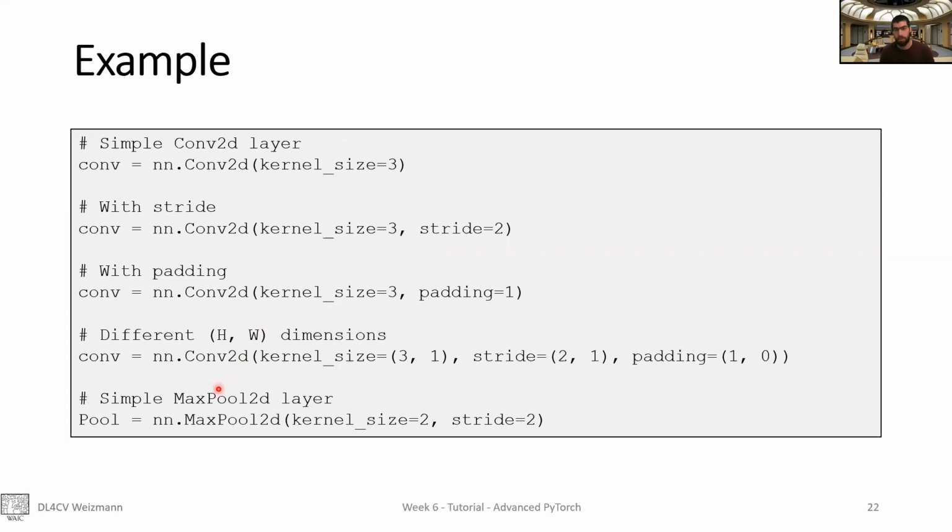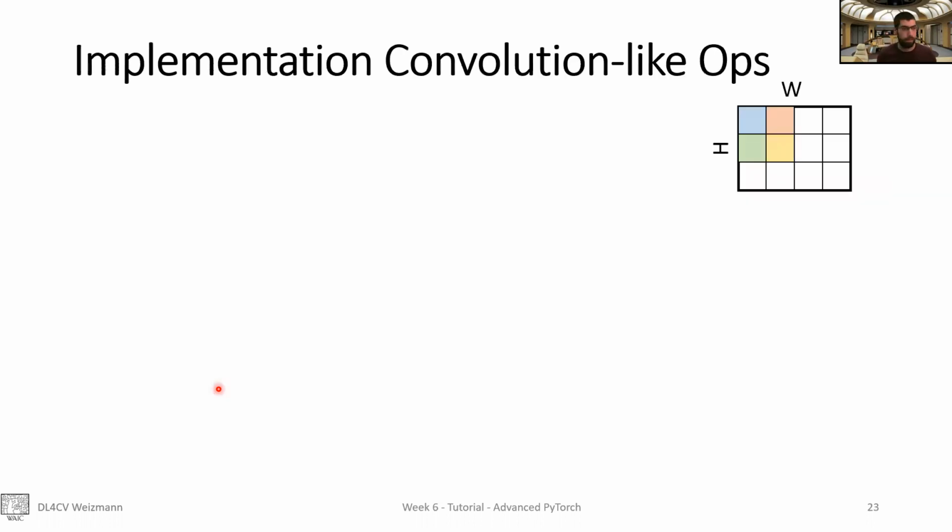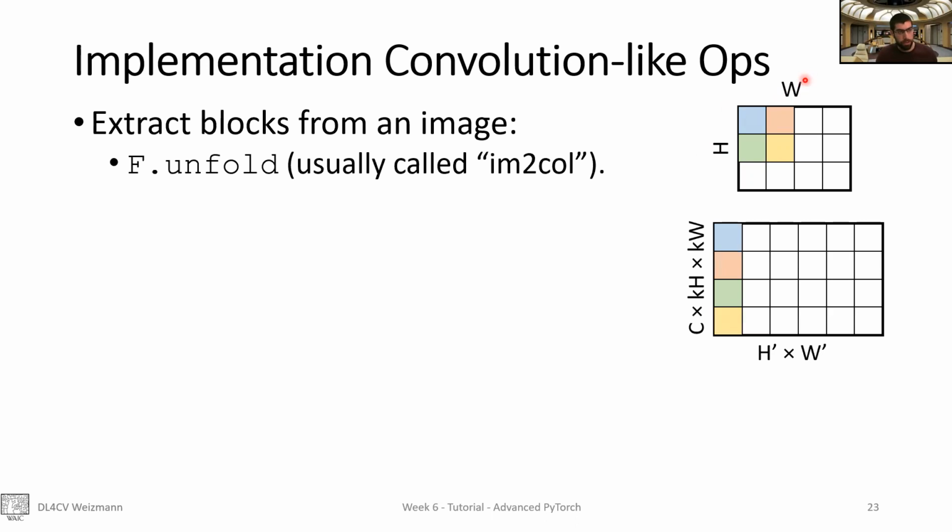Okay, so let's continue to how to implement such operations. Let's assume we have an image or feature map of size h by w. The first thing we want to do when implementing such an operation is to extract the blocks, which are in colors here, and have them in a tensor of blocks. This is the first step. We take blocks and extract them, where each block is a column in this tensor.